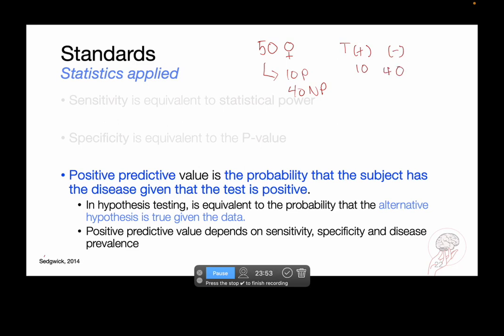However, very rarely do we have a test that is perfect. So more likely, might be something like 11 people test positive and 39 people test negative. In that case, this has a slightly lower positive predictive value because it has accidentally grouped one person who isn't pregnant as being pregnant.